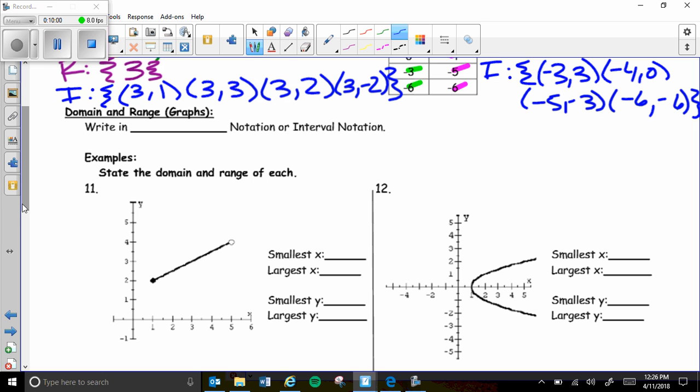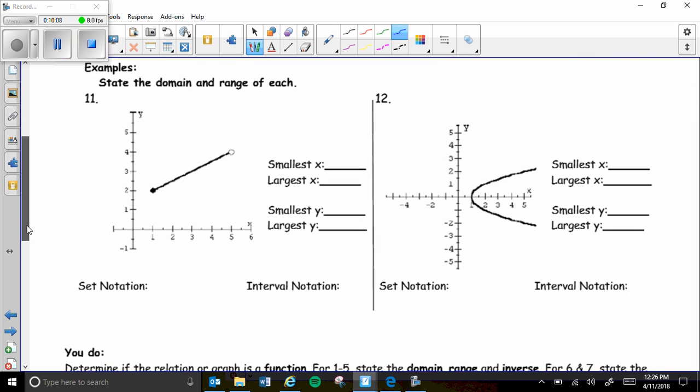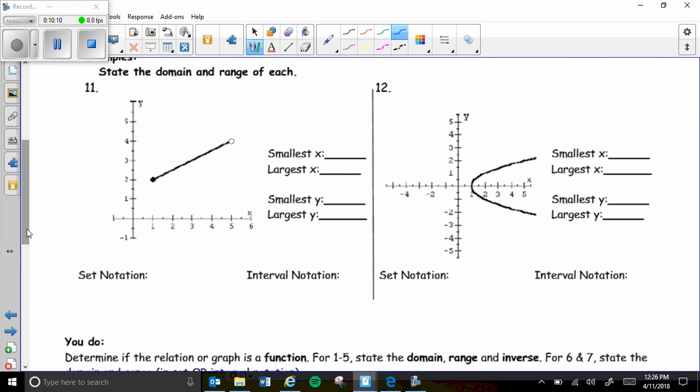So when we're talking about notations, remember we have set and interval notation. So the directions say state the domain and range of each graph. So when we're talking about domain, we're talking about our x's. So we're talking about smallest x to largest x. So if I kind of pretend to drop this invisible little line here, my smallest x is 1, and my largest x is 5.